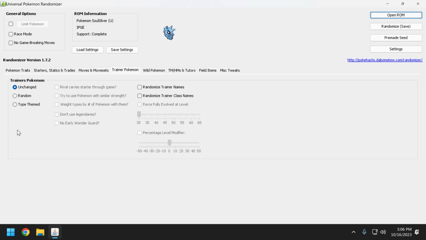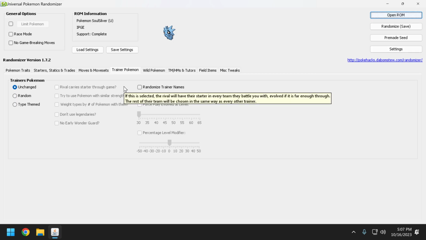All right, into trainer Pokemon. So you can randomize these, or you can randomize them so that they are a type. Kind of like how the base game is. A lot of, especially in the beginning areas, they all have bug Pokemon or grass or whatever. You can randomize them within a type. When you randomize stuff, your rival gets randomized too. So if you want, you can force your rival to maintain their starter.